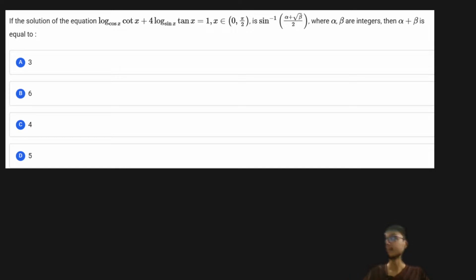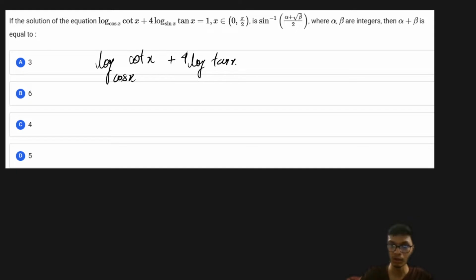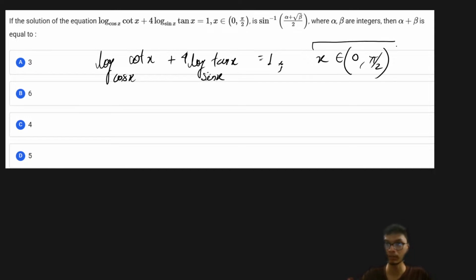So it is saying that if the solution of the equation log of cot x base cos x plus 4 times the log of tan x base sin x is equal to 1. So let us see this particular equation: log of cot x base cos x plus 4 times log of tan x base sin x is equal to 1, and given x lies between 0 to pi by 2. This is given just to satisfy the domain of this log function, right?